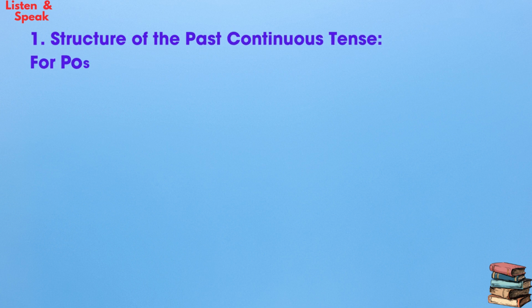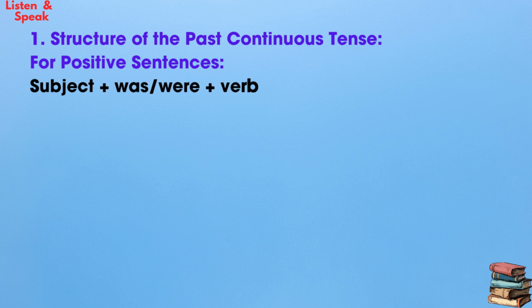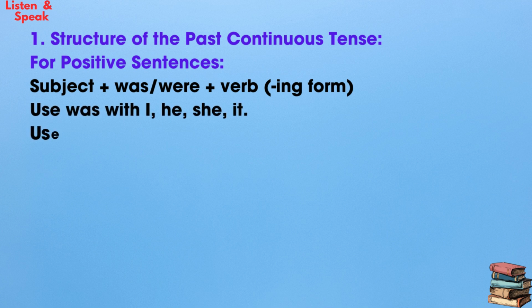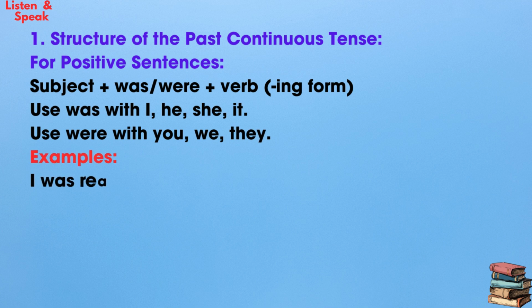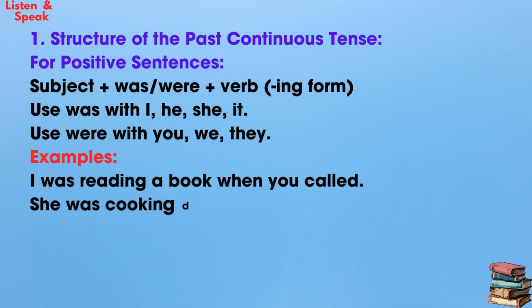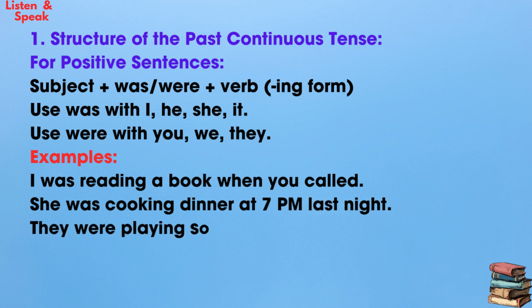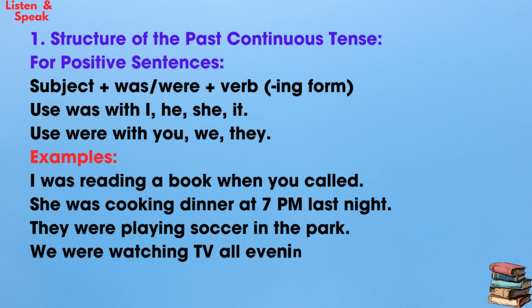continuous tense. For positive sentences: subject + was/were + verb + -ing form. Use was with I, he, she, it. Use were with you, we, they. Examples: I was reading a book when you called. She was cooking dinner at 7 p.m. last night. They were playing soccer in the park. We were watching TV all evening.